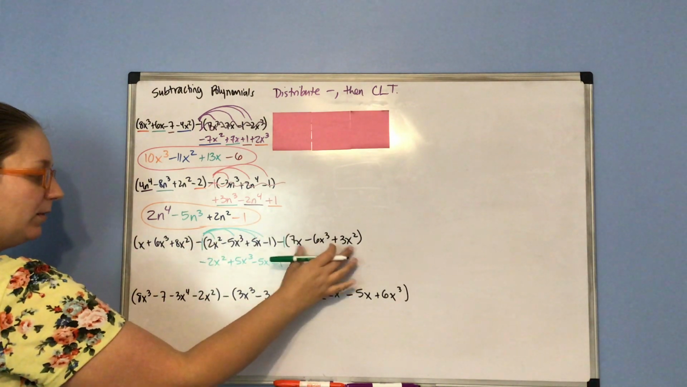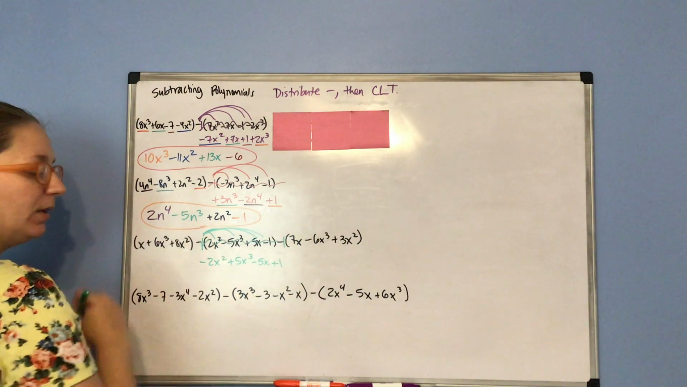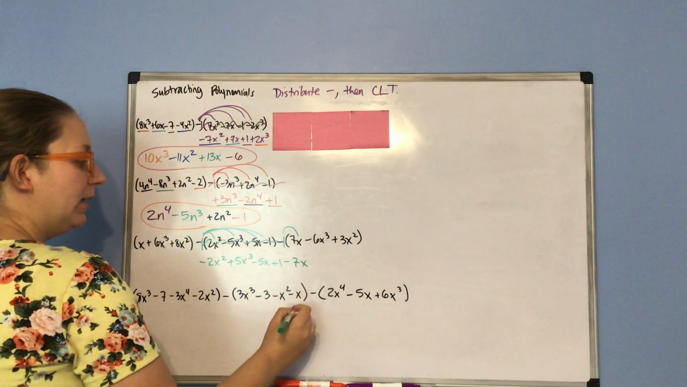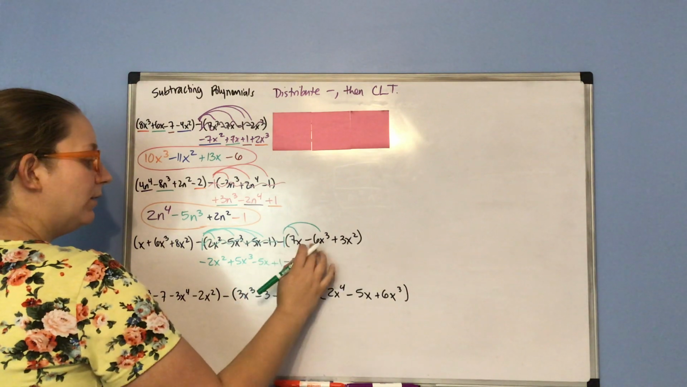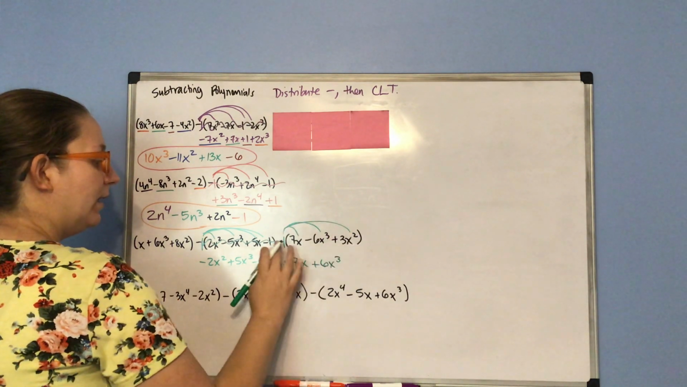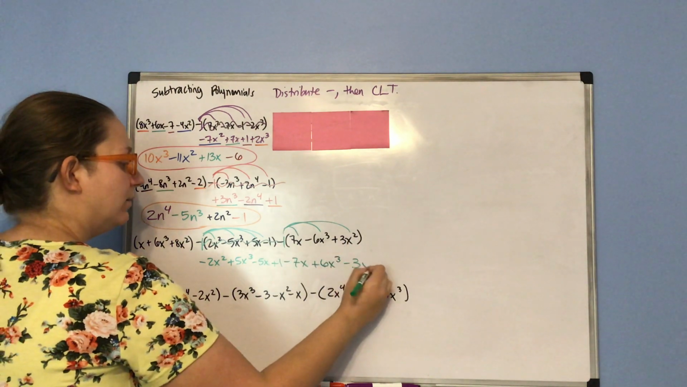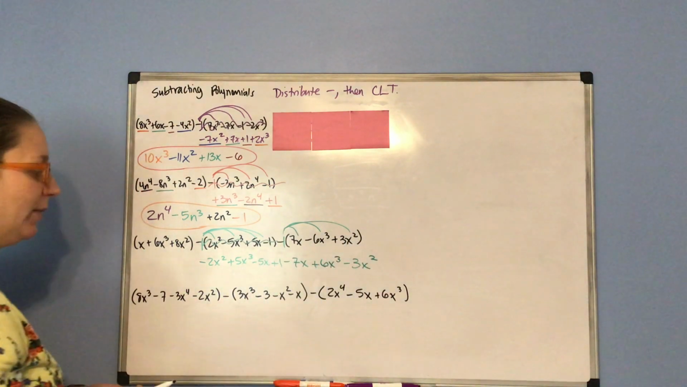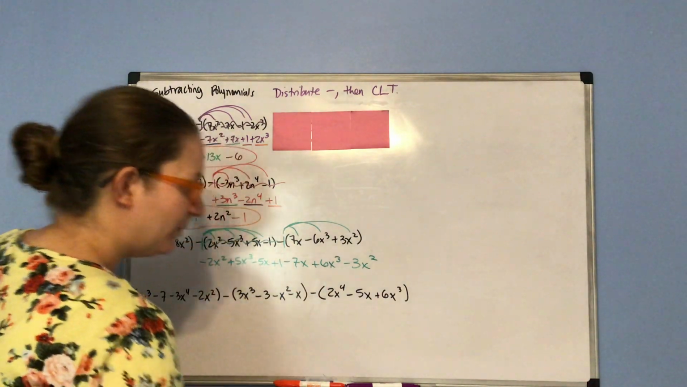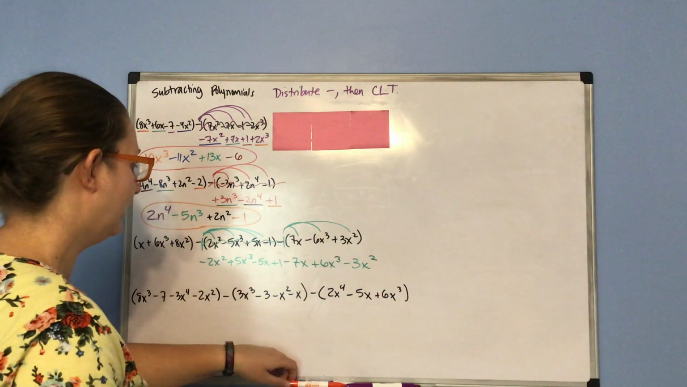Now go on to the other set of parentheses. If we want to scratch that out, we can. Negative 1 times 7x is negative 7x. Negative negative gives us a plus 6x to the third here. And then negative 3x squared. So now I'm combining like terms between these things. Make sure you get everything accounted for.